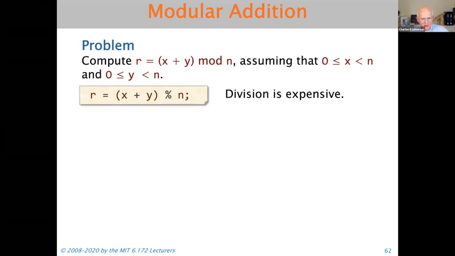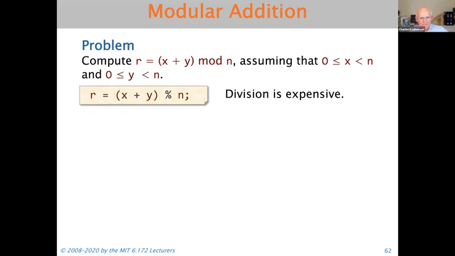Okay, let's look at modular addition. Here we want to compute the sum of two numbers, mod n, and let's assume that they're both non-negative. So in C, you can express that as x plus y and then a percent sign. But that requires a division, which is generally expensive to compute.